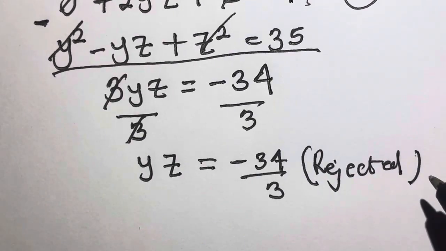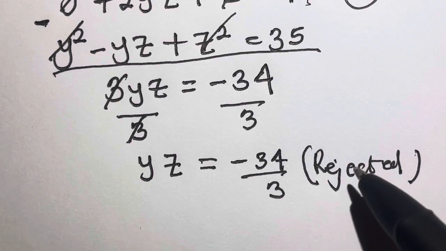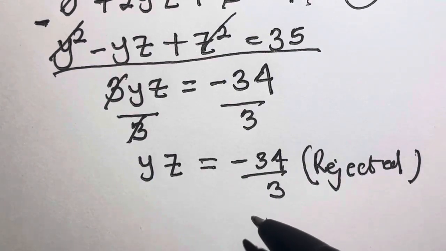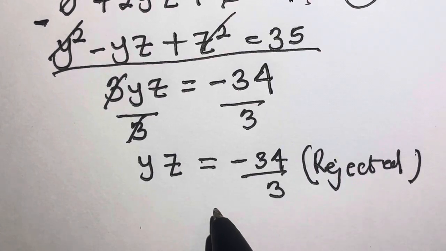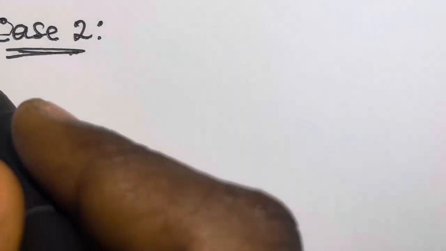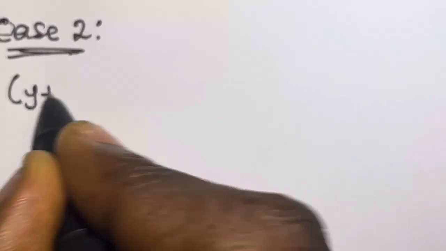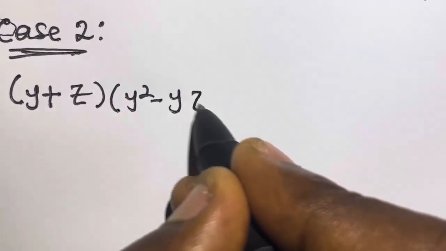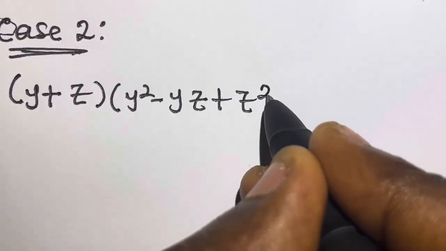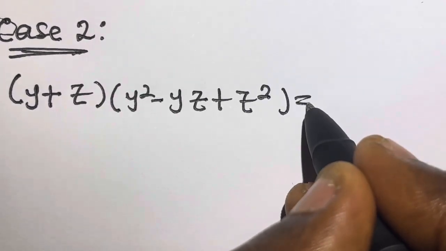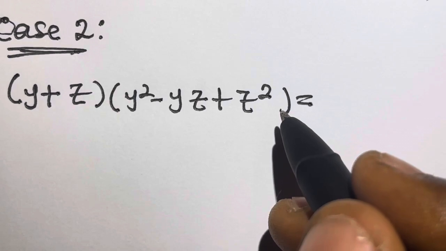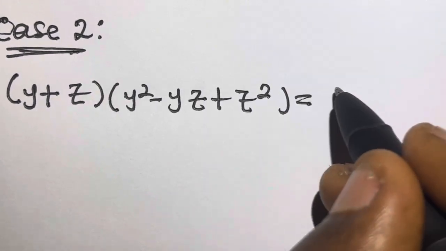Why? Because with the value of y or z, one of them will become 0, right? So we have to reject it. So let's try case 2. We have y plus z, then y square minus yz plus z square equals, okay, we've tried 1 times 25. So let's try 5 and 7 now.